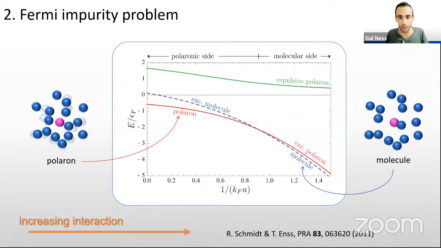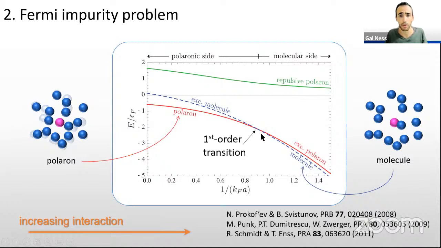This is an FRG calculation by Schmidt and Enss. Here we see the interaction strength, 1/k_F a, and we see the polaron energy in red and the molecular one in blue. They cross at about 0.9, where we anticipate a first order transition, as was first predicted by Prokof'ev and Svistunov. Now, this prediction holds for the single impurity limit at zero temperature. It is more interesting to ask what will happen in the limit of many impurities, where the different quantum statistics of these two quasi-particles can play a role.